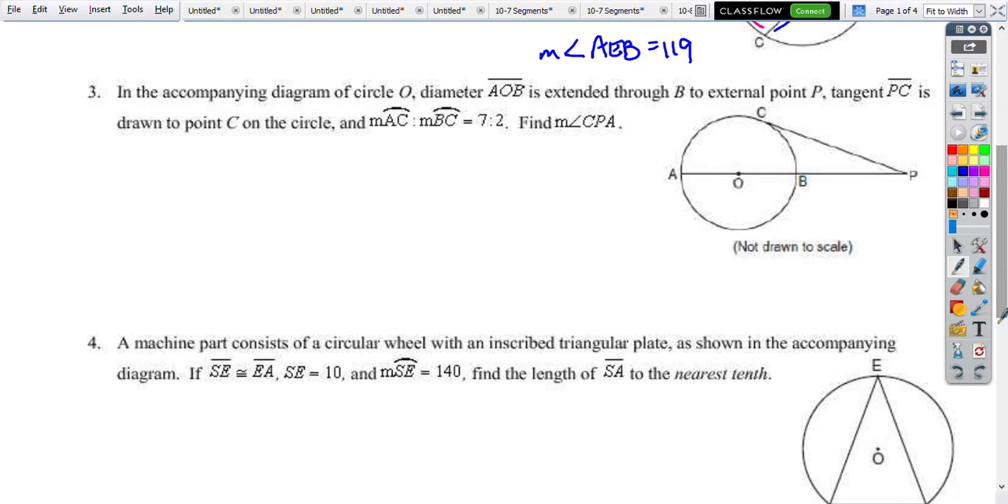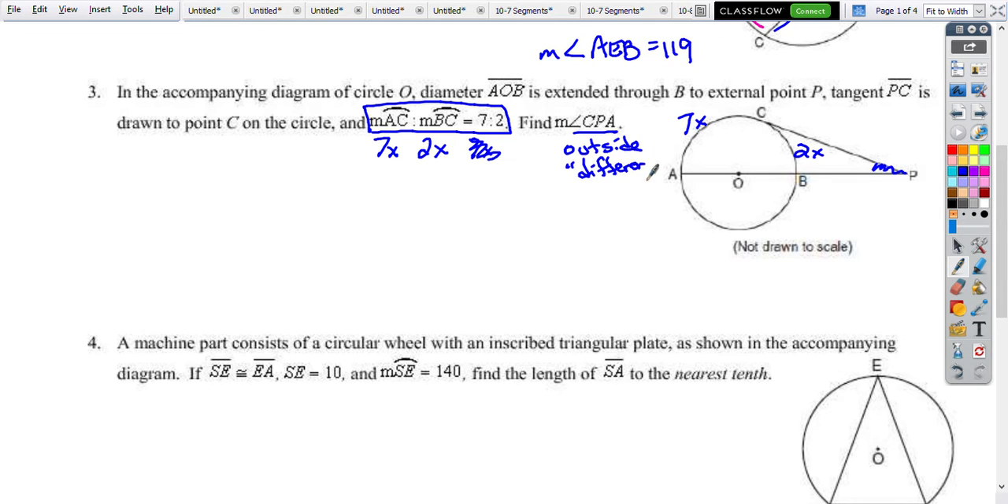All right, number 3. So we have a ratio AC to BC. Remember, we're going to attach an x onto both of these, so 7x and 2x. Those represent the expressions for the two arcs. If this is 7x and this is 2x, we're trying to find the measure of angle CPA. So remember, this is outside, and outside is different, so we subtract here. First thing we're going to do is figure out x and then get the arc measures. So 7x plus 2x is equal to 180, since AB here is a diameter.